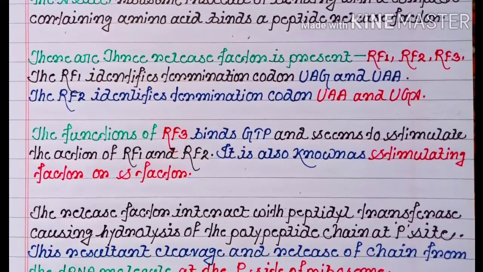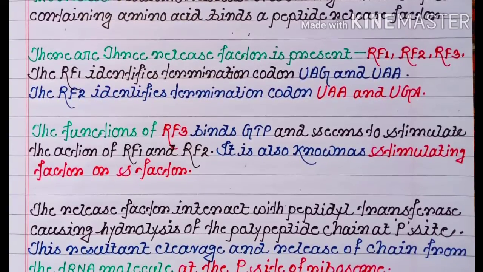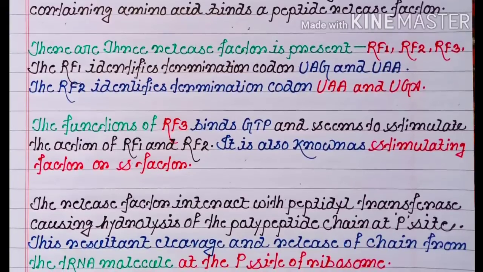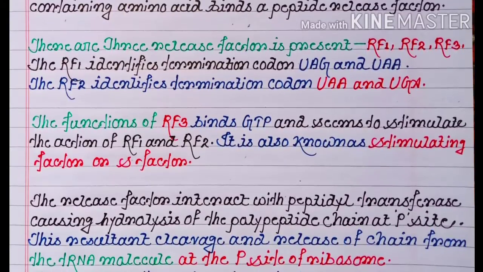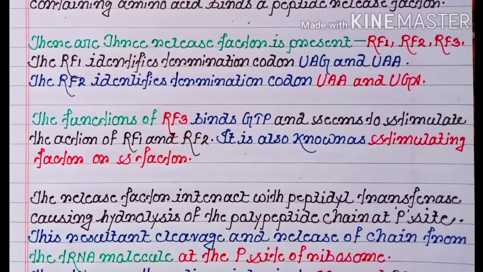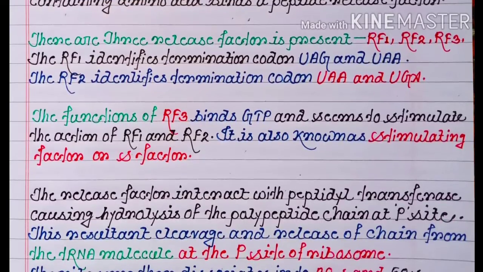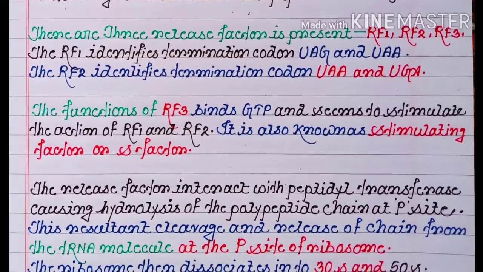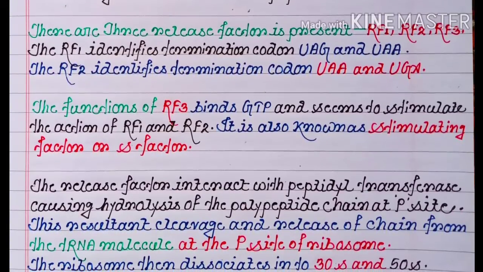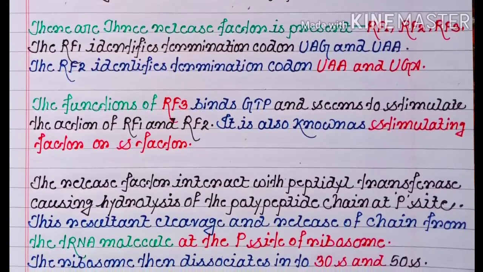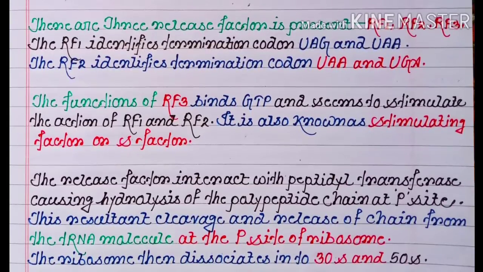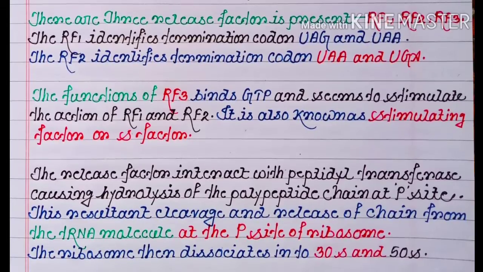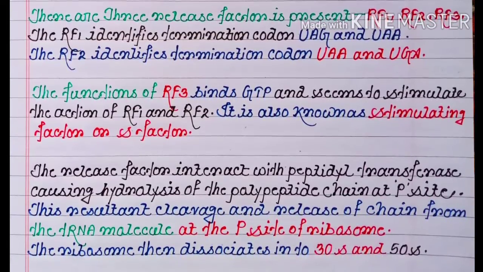The release factor interacts with peptidyl transferase, causing hydrolysis of the polypeptide chain at the P site. This results in cleavage and release of the chain from the tRNA molecule at the P site of the ribosome. The ribosome then dissociates into 30S and 50S subunits.